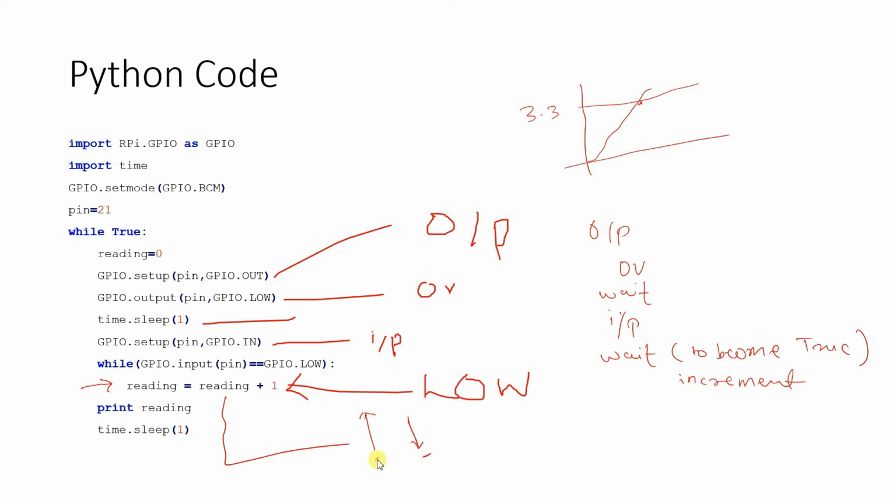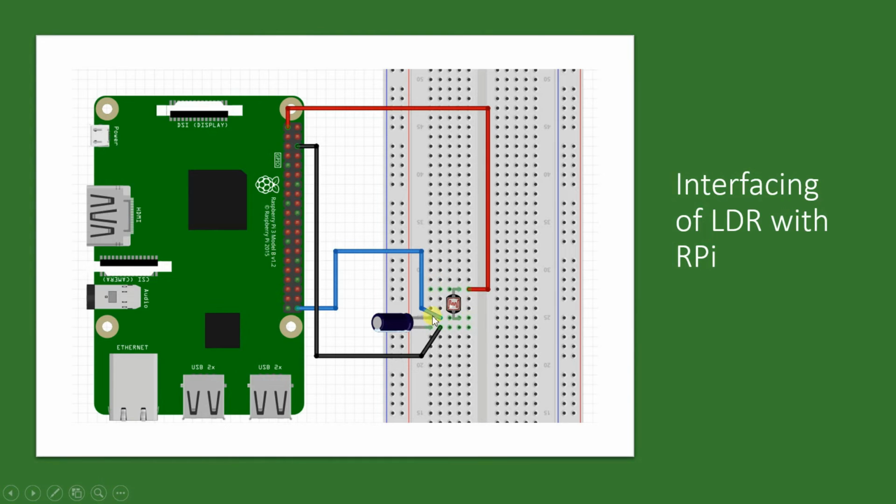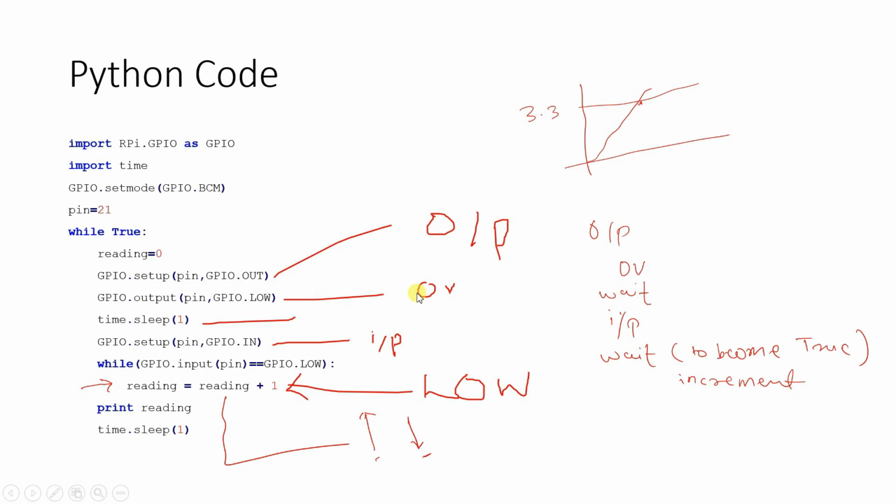Now enough of theory, let's try to see it practically when we interface the capacitor and LDR with Raspberry Pi. Let's see that in the next video, and let's see the output.